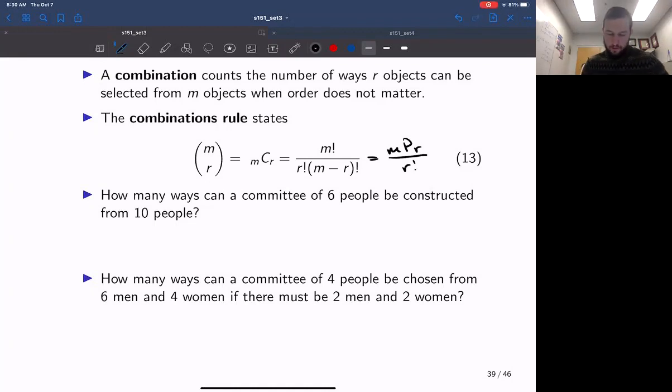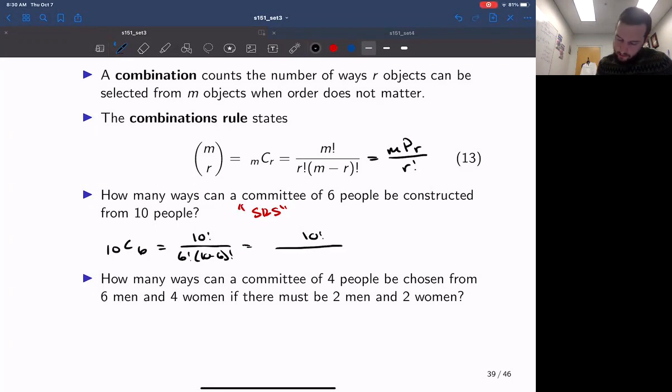Okay, so for example, how many ways can 6 people be selected from 10 people to form a committee? And this would really be the same idea as to form a simple random sample. So how many simple random samples of size 6 are we building from 10 people? So we would have 10C6, 10 factorial over 6 factorial times 10 minus 6 factorial. So this is 10 factorial over 6 factorial times 4 factorial.